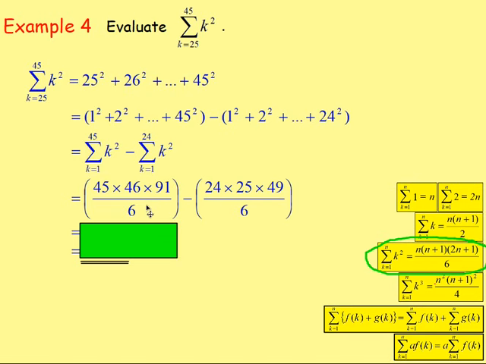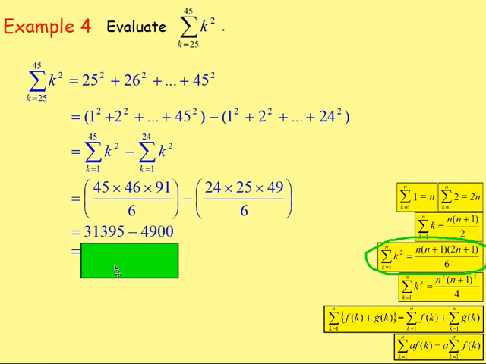Working that out, if you put that into the calculator, you get 31,395. And if you put this into the calculator, you get 4,900. Working that out, you get 26,495.